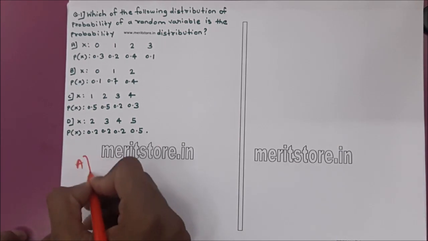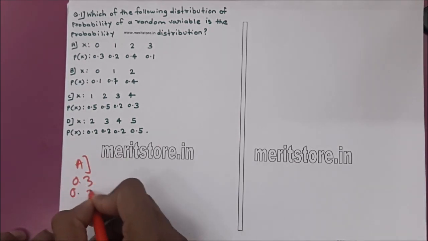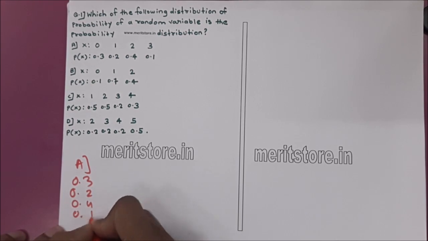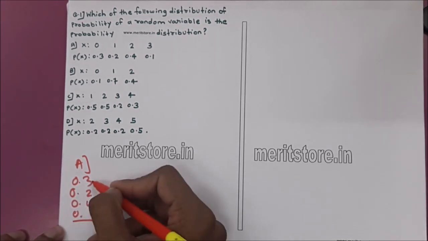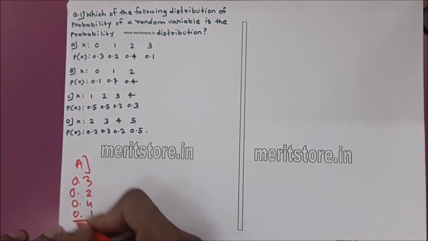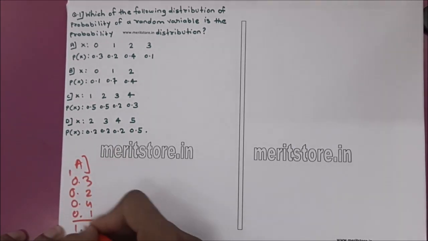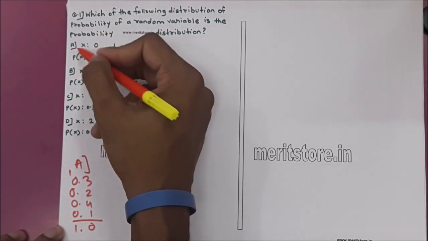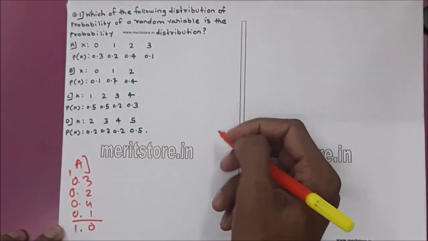So we are going to check by adding all the probabilities of all the options. We check for A, that is 0.3, 0.2, 0.4 and 0.1, which is 3 plus 2 is 5, 5 plus 4 is 9, 9 plus 1 is 10, so it is 1.0. So we can say that option A is the correct answer.